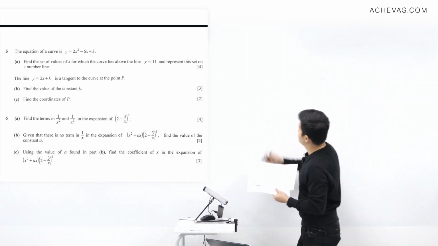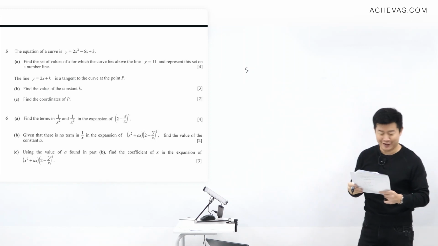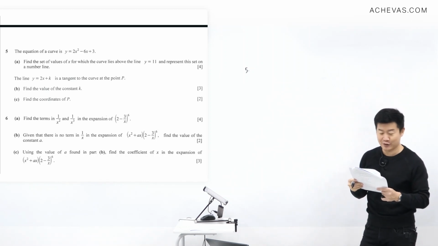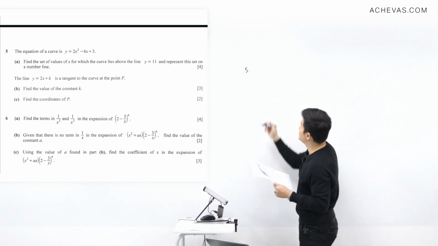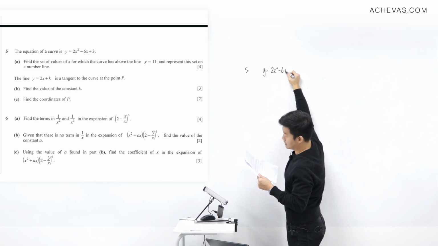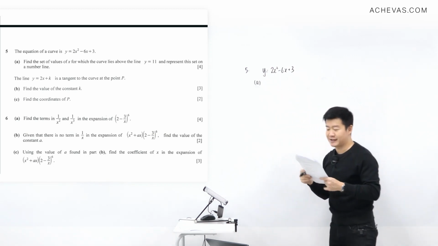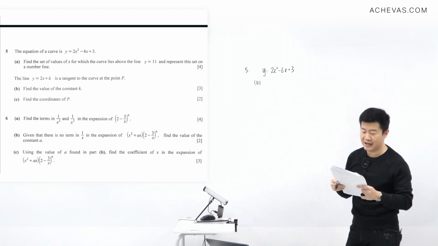Okay, let's check out question number 5. So far, it seems like the questions are getting longer, and question 5 is also pretty long. It has 3 parts. So the question tells me that y is equal to 2x squared minus 6x plus 3, and in part A, we are supposed to find the set of values of x for which the curve lies above the line y is equal to 11.